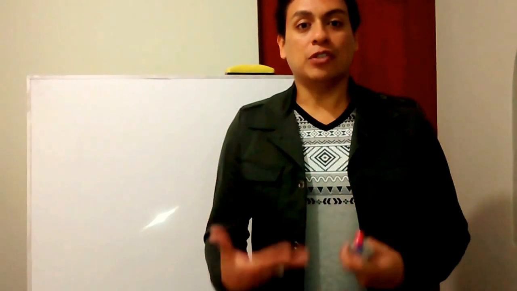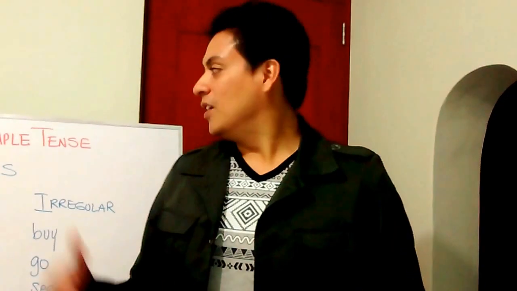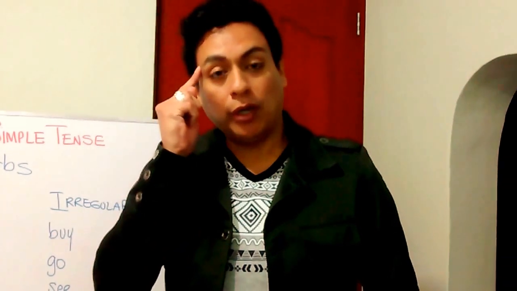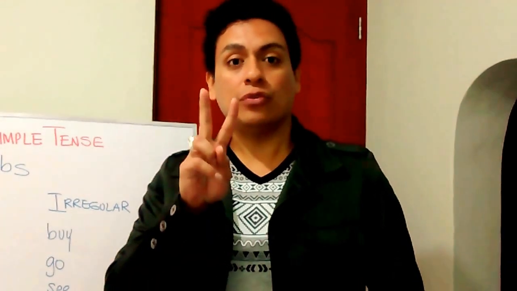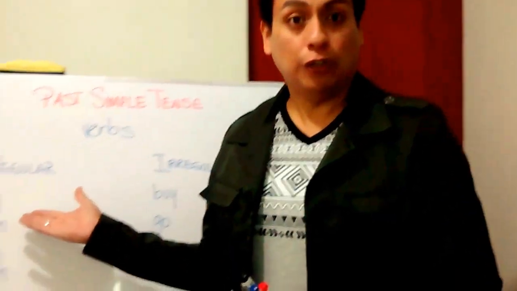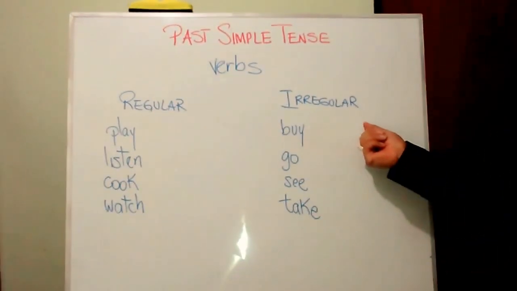Hi guys, today I'll offer a few examples of how to use the past simple tense and in what contexts. So in the past simple tense, first we have to remember that we have two different kinds of verbs. We have regular verbs and irregular verbs.